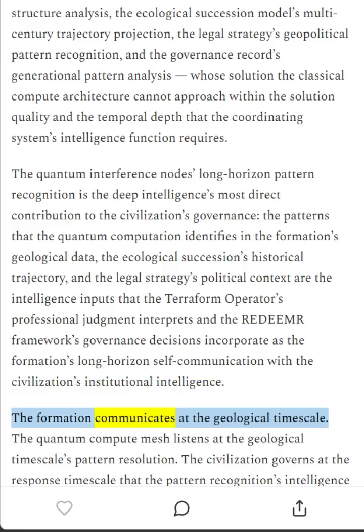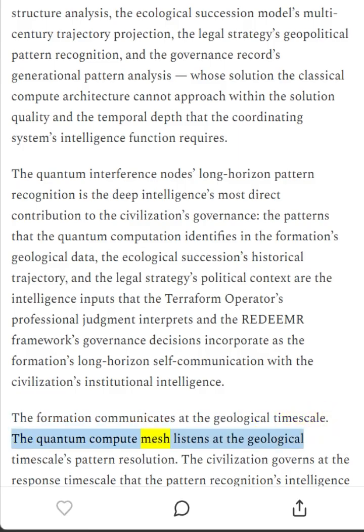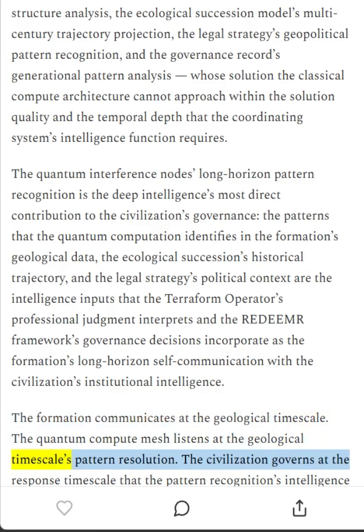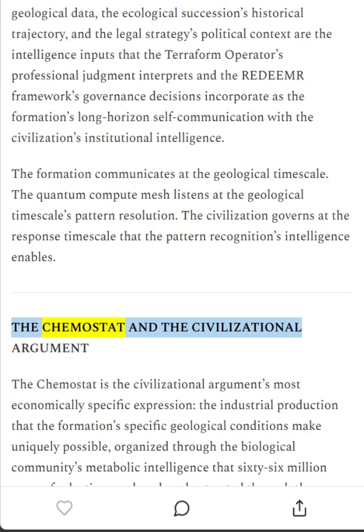The formation communicates at the geological timescale. The quantum compute mesh listens at the geological timescale's pattern resolution. The civilization governs at the response timescale that the pattern recognition's intelligence enables. The chemostat and the civilizational argument.